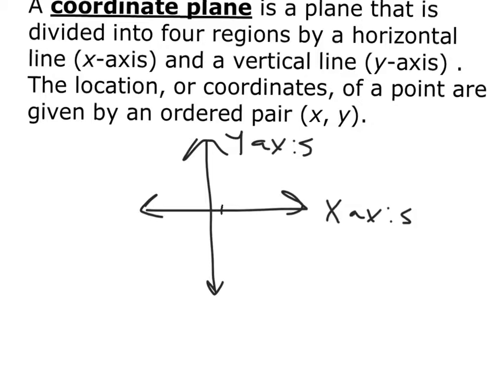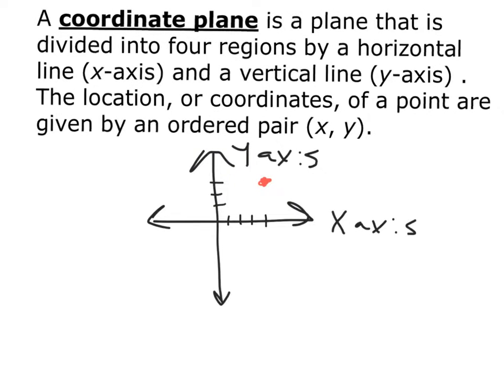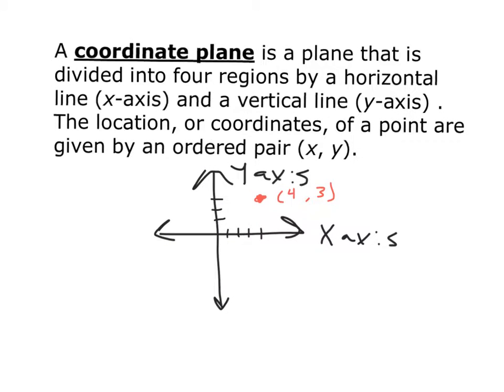So if we had a point here, this point would have the coordinate 4, because we went to the right 4, comma 3, because we went up 3. You guys all know how to graph points with coordinates, right? You learned this in middle school? Yes. So the x-axis is the horizontal line, and the y-axis is the vertical line.